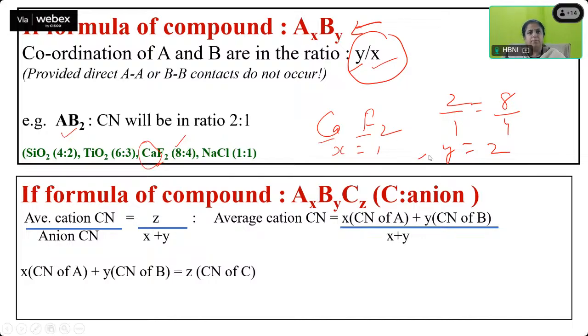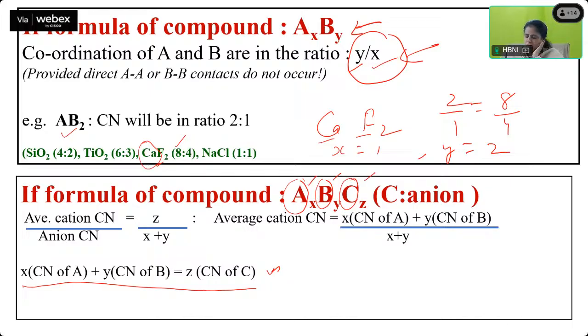Now suppose you have a ternary compound. Many a time these kind of things are seen. In the next class we'll study the structure of pyrochlores, A2B2O7, or perovskites, ABO3. They have more than 2 ions. Then what is the ratio? In that case, this is the rule that is followed. If your formula is AxByCz, then x into coordination number of A plus y into coordination number of B is equal to z into coordination number of C. We are assuming here C is your anion, let's say oxide ion. And this is actually derivable from this particular thing only.